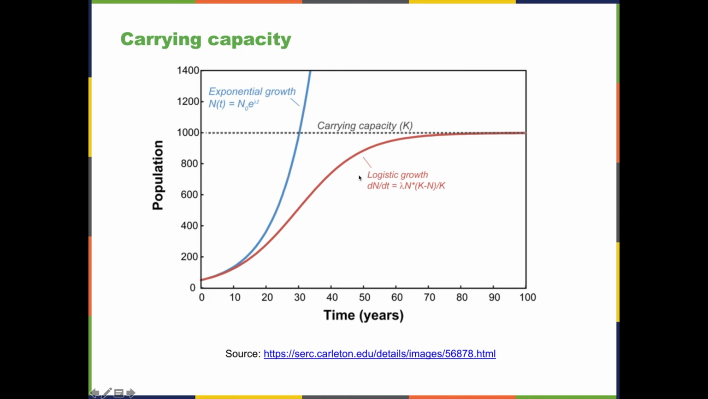So this is a comparison of exponential growth and logistic growth on the same graph. In the absence of limiting factors, you can see exponential growth. When limiting factors are there, the population starts leveling off.